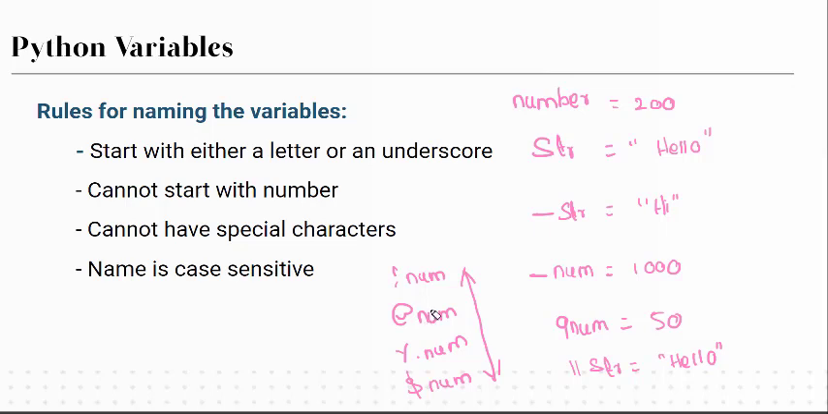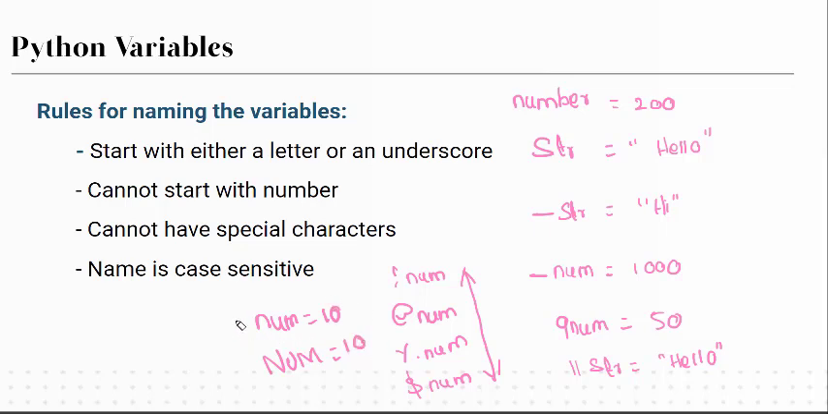And then the fourth rule is that variables are case sensitive in Python programming, which means lowercase num that is assigned 10 and uppercase num that is also assigned 10.